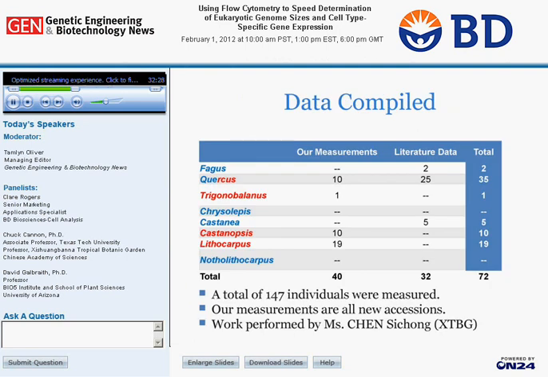So the data that we did collect, again, we focused on the tropical Fagaceae. We collected 40 new species for the family. You can see in the right column the literature data: there were 32 species previously known, heavily concentrated in temperate Quercus. We measured 40 more species, including 147 individuals, sampling multiple individuals of many species. All of these measurements were new accessions, and this work was all part of Ms. Chen Sichong's master's dissertation research in my lab at Xishuangbanna Tropical Botanical Garden. Next slide.